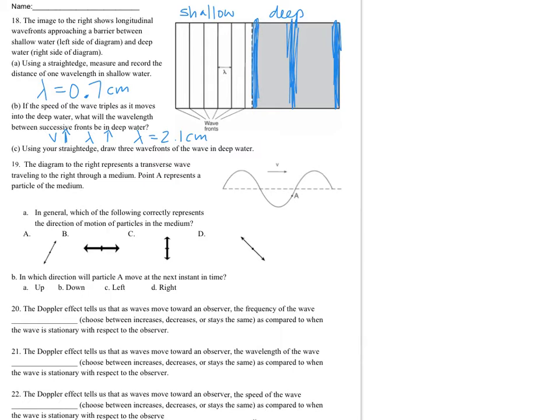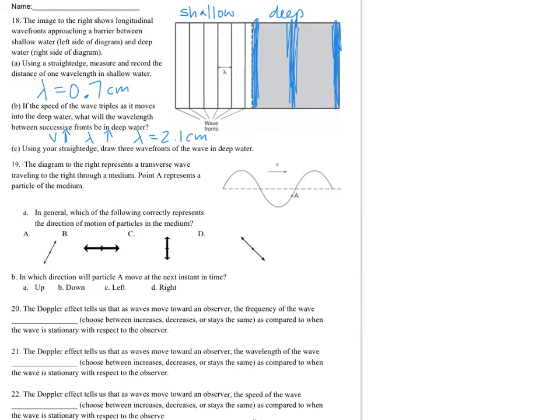19. The diagram to the right represents a transverse wave traveling to the right through a medium. Alright, this is a tricky one to explain and hopefully help you understand. Point A represents a particle of the medium. So, first, waves only transport energy. They do not cause the medium to move. They only cause the particles of the medium to vibrate either up or down, back and forth, or diagonally, depending on the kind of wave you have. So, in general, which of the following represents the direction of motion of particles in the medium?